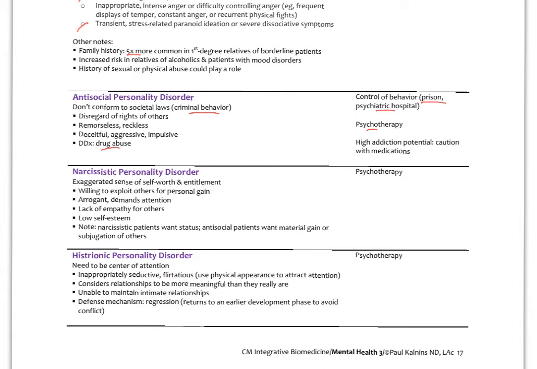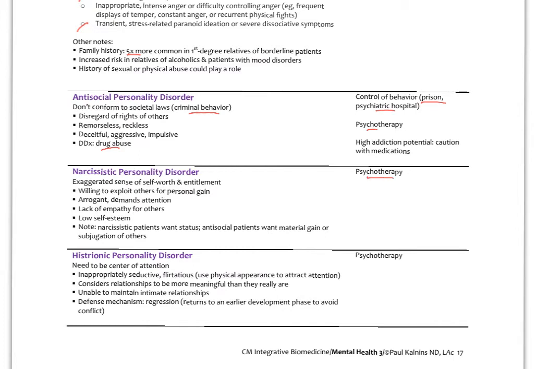These are patients that often have scared me in the clinic when just the things they say and the lack of conscience basically can be quite unnerving. So that's something to recognize. Narcissistic personality disorder, this is an exaggerated sense of self-worth and entitlement. They're willing to exploit others for personal gain, arrogant, demand attention, lack empathy for others, there's low self-esteem, and they generally want status, versus antisocial patients want material gain or subjugation of others. So the narcissist, it's all about me. The antisocial is about power in a certain way, and I want to overpower others. And that's how their ego represents itself. Psychotherapy is usually offered here.